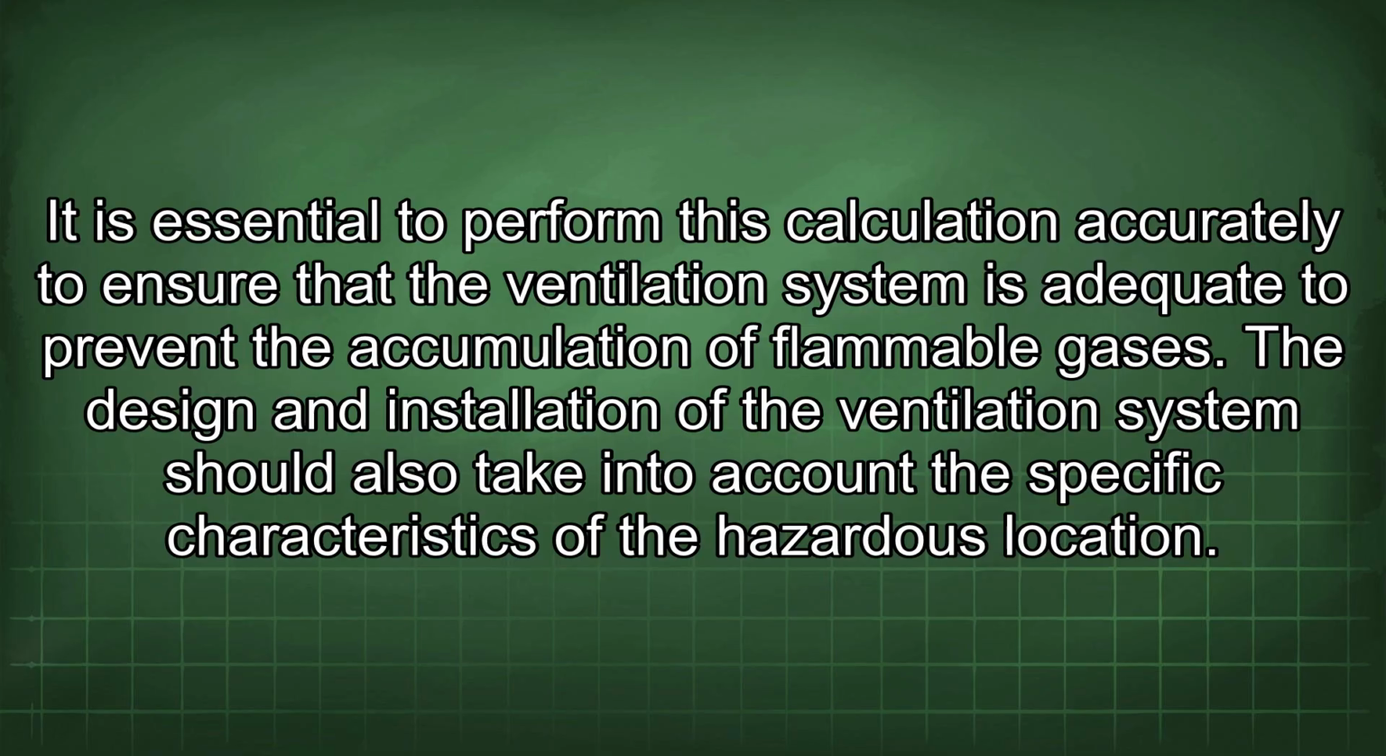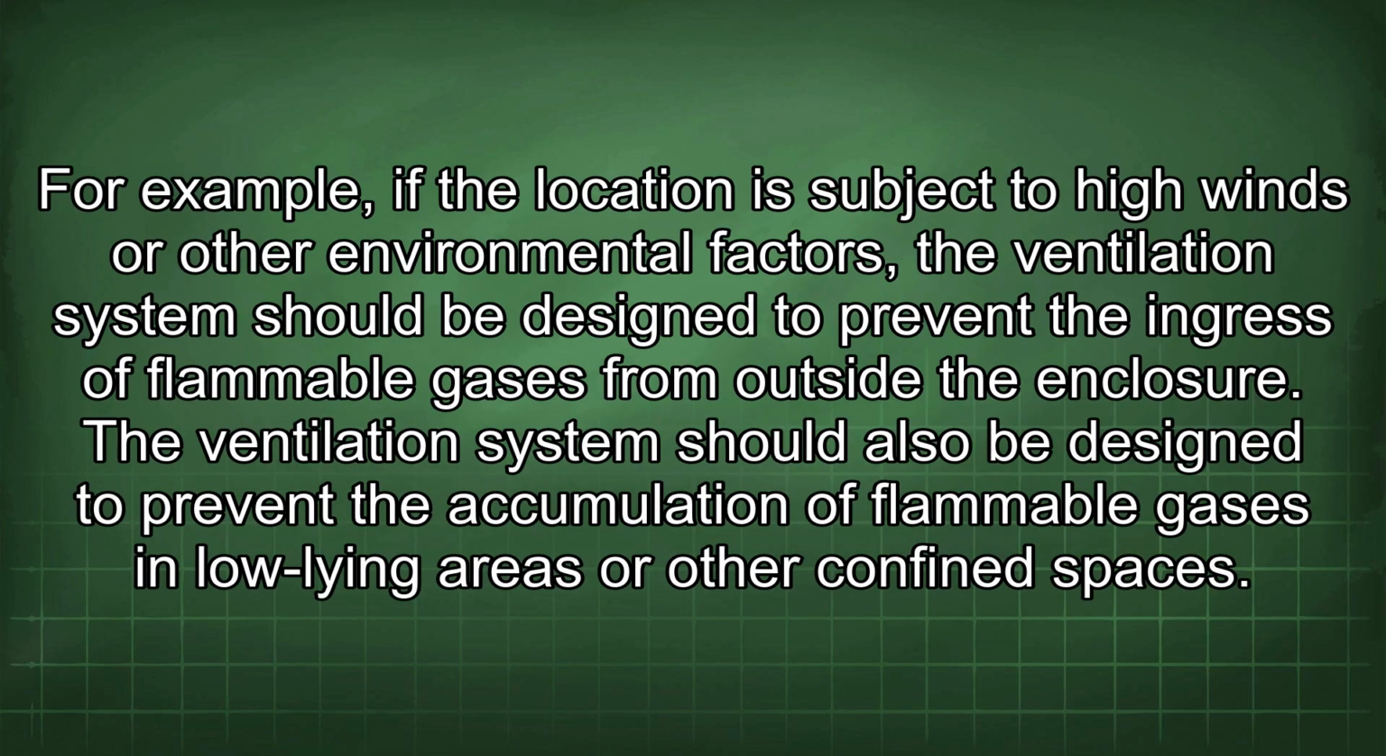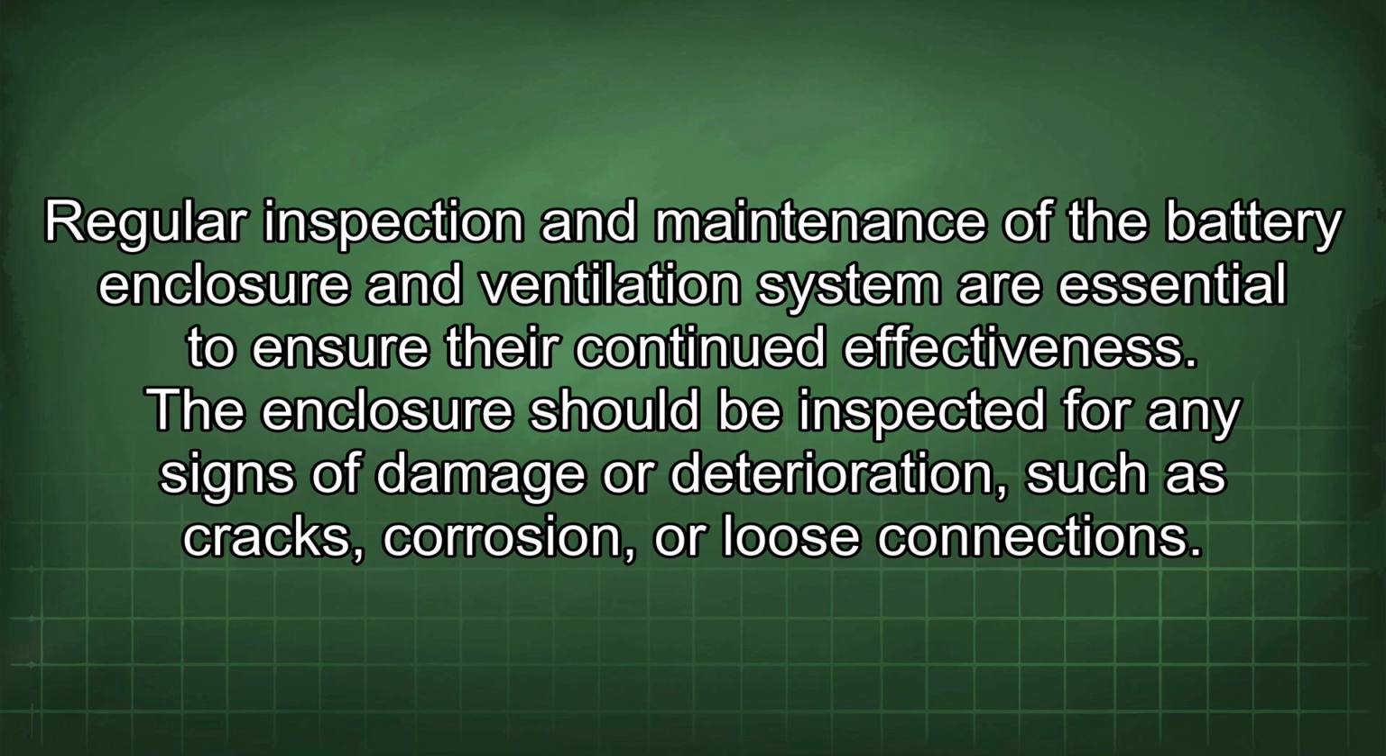of flammable gases. The design and installation of the ventilation system should also take into account the specific characteristics of the hazardous location. For example, if the location is subject to high winds or other environmental factors, the ventilation system should be designed to prevent the ingress of flammable gases from outside the enclosure. The ventilation system should also be designed to prevent the accumulation of flammable gases in low-lying areas or other confined spaces. Regular inspection and maintenance of the battery enclosure and ventilation system are essential to ensure their continued effectiveness.